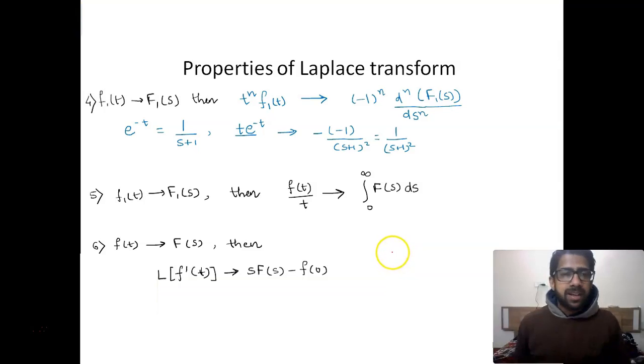The next property is the differentiation property, wherein a particular function f1 of t is multiplied by t raised to n.